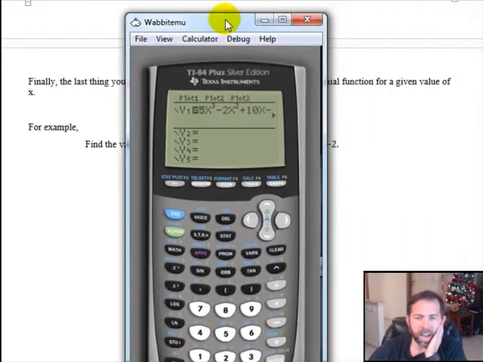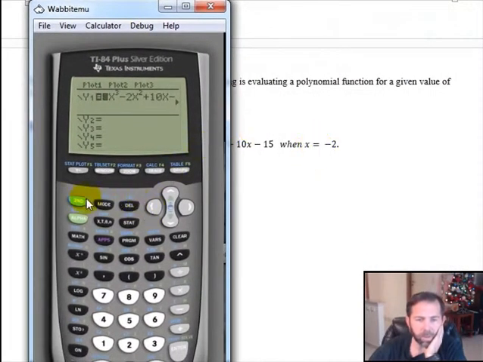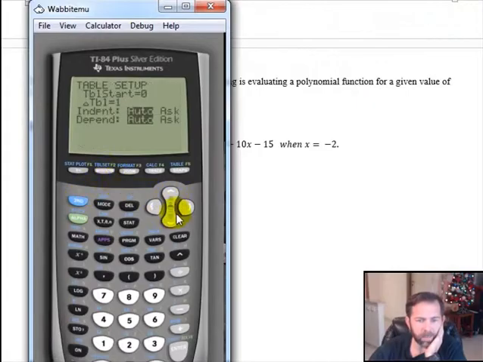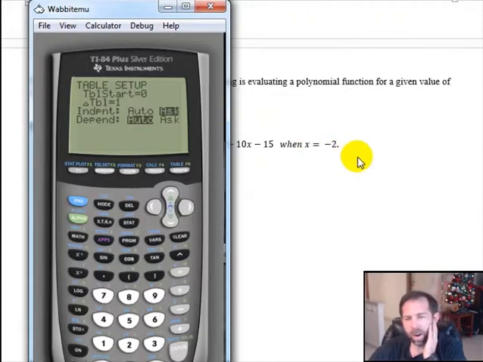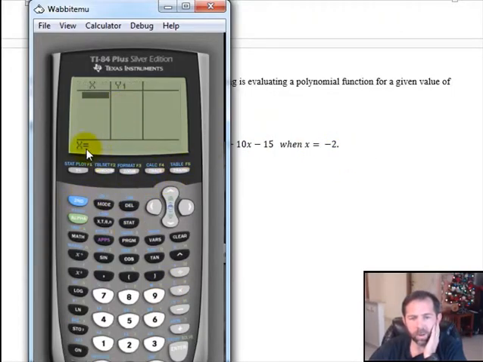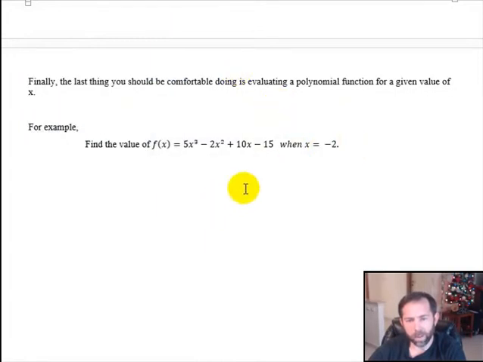Okay, so we inputted the function. And then it says find the value of this function when x is negative 2. So if you remember, we can go to second table set and change auto to ask. So it'll ask us what our input value is. Then we go second graph to go to our table that says what do we want our x to be? We want it to be negative 2. Enter. So when x is negative 2, the y value is negative 83. So we can write it like this, or you can say f of negative 2 is negative 83.